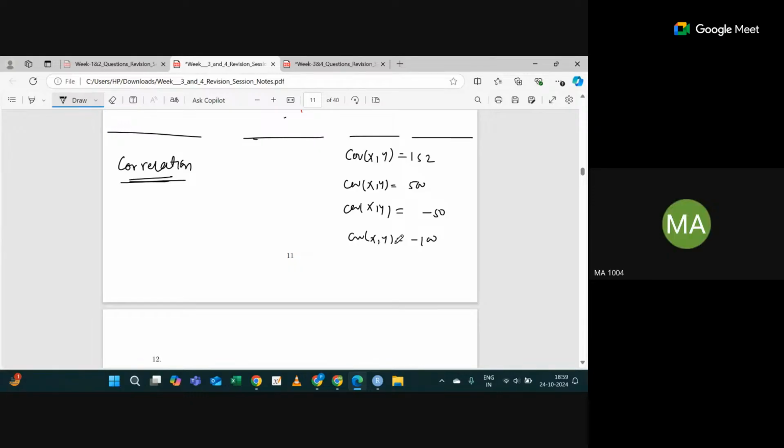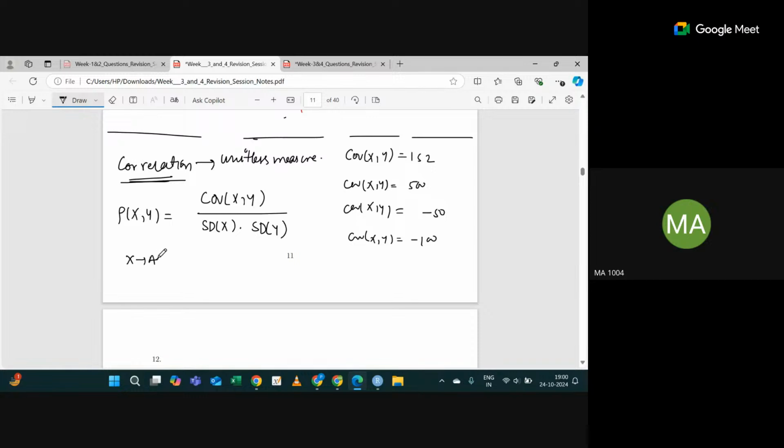Exactly, that's why correlation came into the picture. The correlation between x and y is defined as rho between x comma y, which is nothing but covariance between x comma y divided by the standard deviation of random variable x into the standard deviation of random variable y. Also, correlation is a unitless measure.